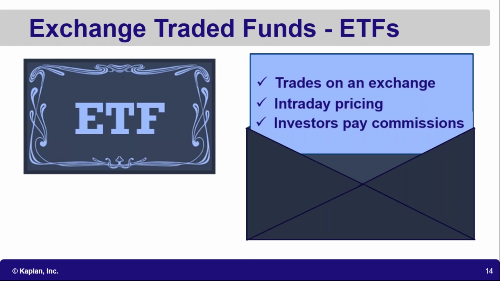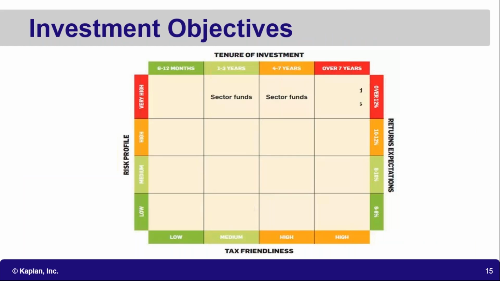This is a grid that gives you an idea of the type of funds you would recommend to people, either a mutual fund or an ETF, based on what their risk tolerance is, how much risk they're willing to take, and how long they have to invest.